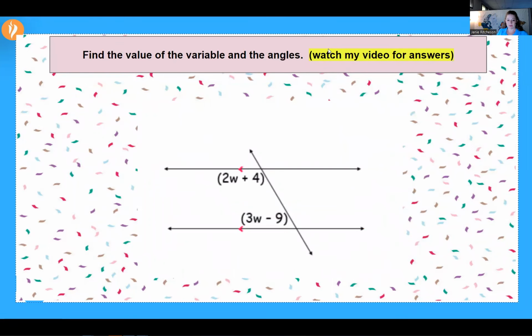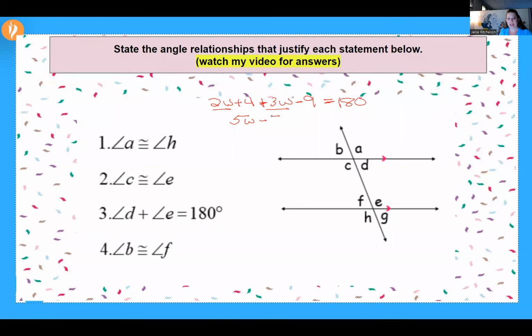All right, you guys pause and see if you can figure this one out. All right, so these two angles are same side interior angles. Same side interior angles are supplementary, which means when we add them together, we get 180 degrees. So we're going to write 2w plus 4 plus the second angle, which is 3w minus 9. Since they're supplementary, we're going to set the whole thing equal to 180. Now we're going to combine like terms. So we have 2w plus 3w is 5w. 4 minus 9 is negative 5. And then we're going to bring down our 180.